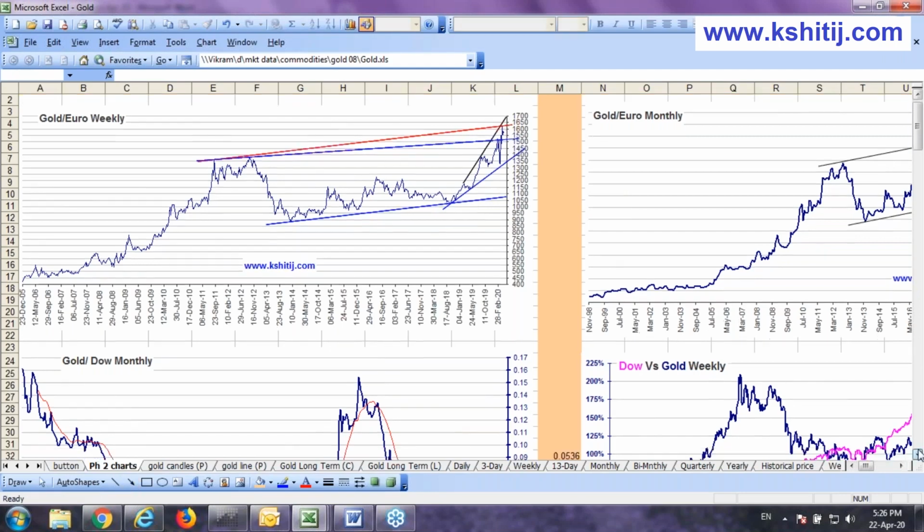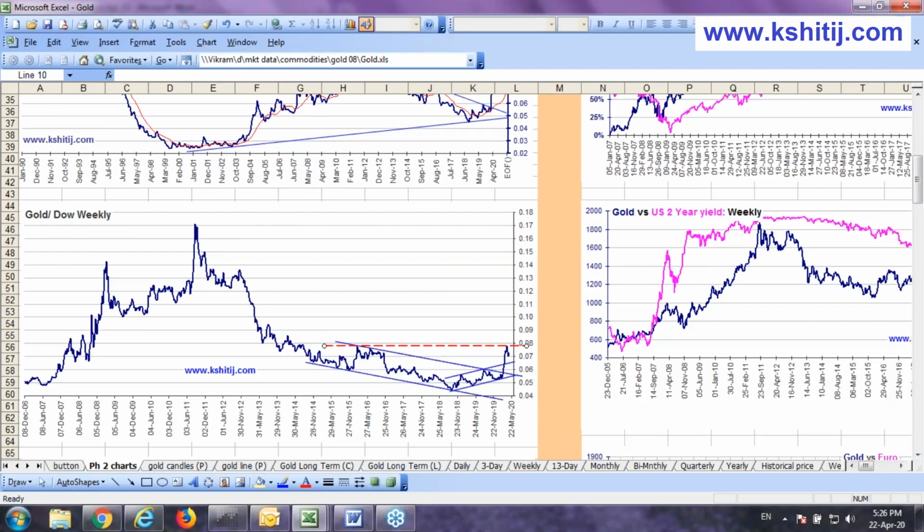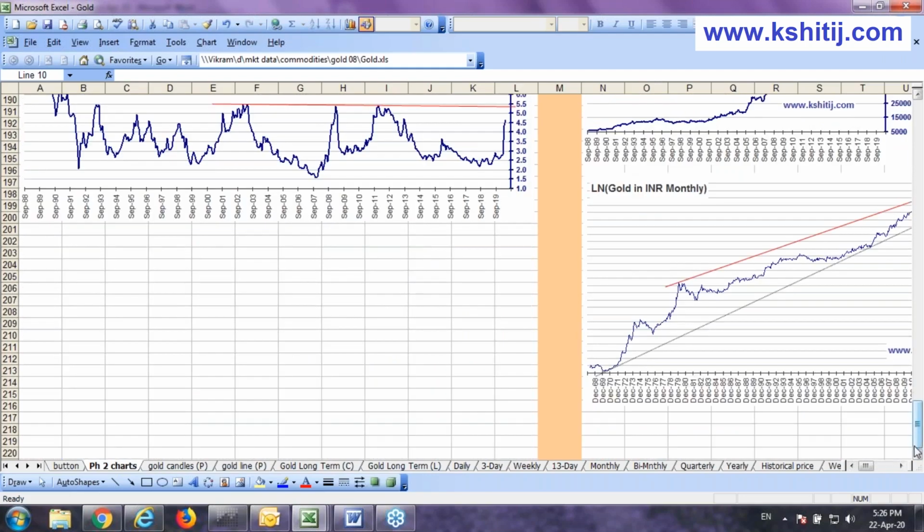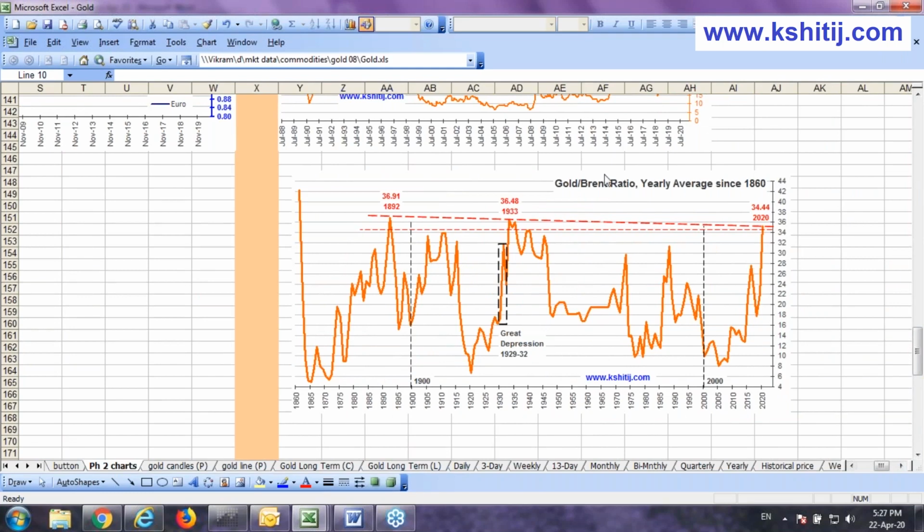Then we find that the gold and Dow ratio also has a resistance out here. Gold has risen tremendously against the Dow, but right now it is finding a resistance and could come down a little bit. And I will share a very important chart with you, which is the gold Brent ratio chart since 1860. So we are at a place where gold is very strong and crude is at very low levels. But when we look at the gold Brent ratio, we find that it is at a resistance line again out here. Again, this is a yearly average, so what I'm going to say would not necessarily hold absolutely in total, but it gives us a sense that gold is extremely overvalued as compared to crude.